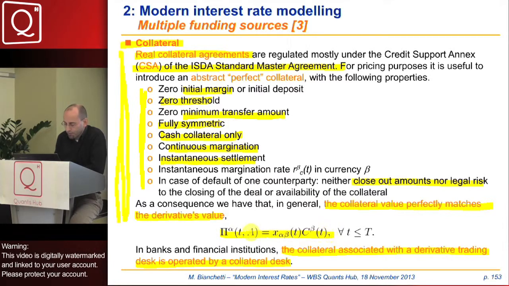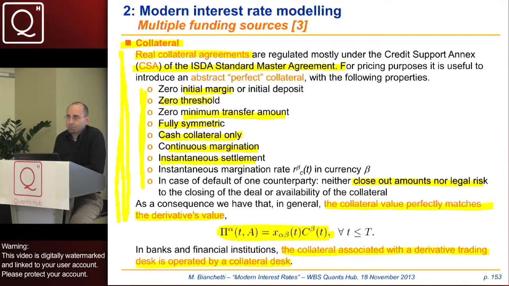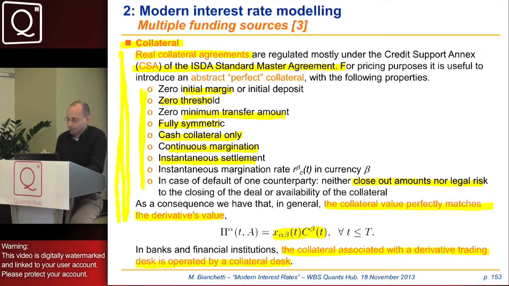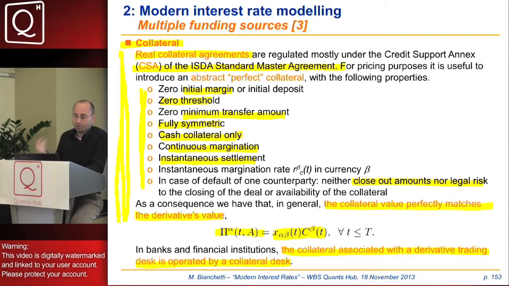Here is a generic expression in which we admit a different currency between the collateral and the derivative. So C is the collateral. We admit a different currency for the collateral and the trade, but we say that the value of the collateral in currency beta, exchanged with the appropriate exchange rate in currency alpha, is equal to the value of the trade in currency alpha at any time during the life of the derivative.